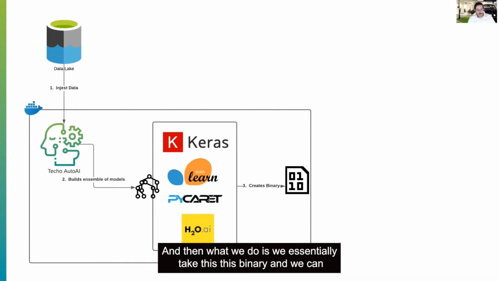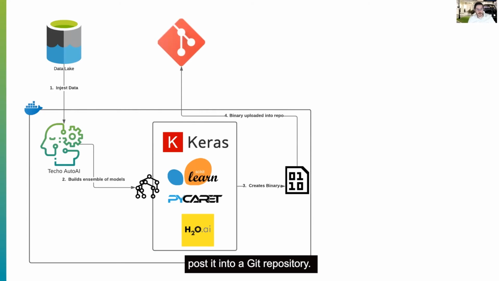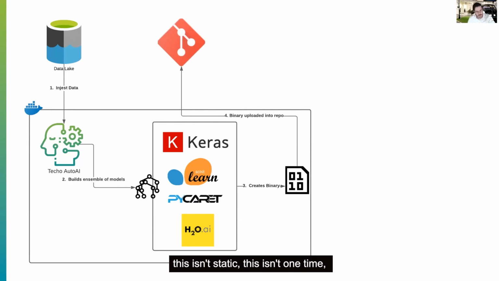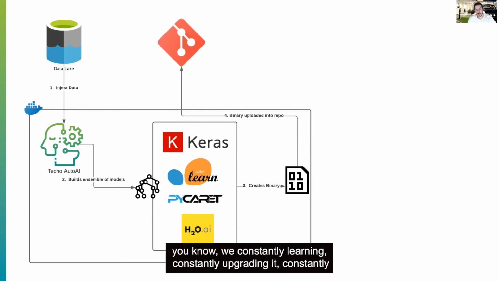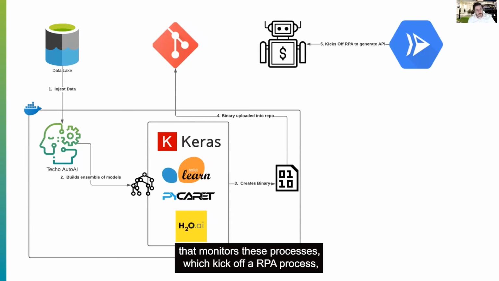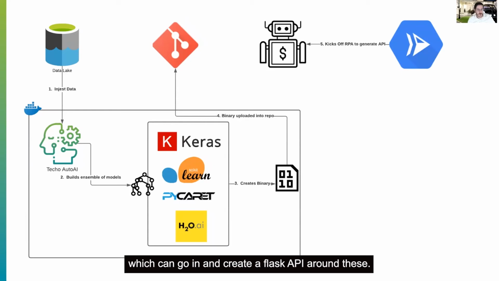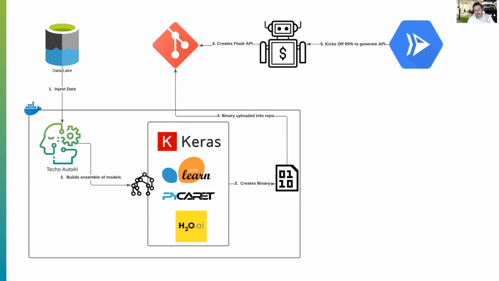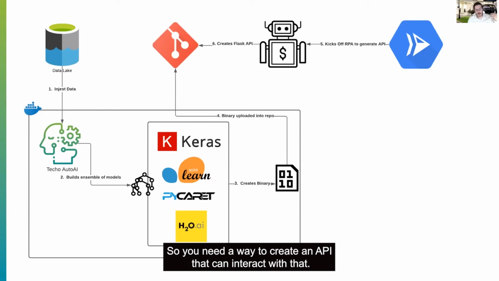Then what we do is we take this binary and post it into a Git repository. This is an iterative process, it isn't static, it isn't one time. We're constantly learning, constantly upgrading, constantly creating binaries, and constantly uploading them into a repository. We can then have a system that monitors these processes, which kicks off an RPA process, which can go in and create a Flask API around these. The goal is, you have a binary, but that binary doesn't do you any good if you're interacting, let's say, with a web application. So you need a way to create an API that can interact with that.